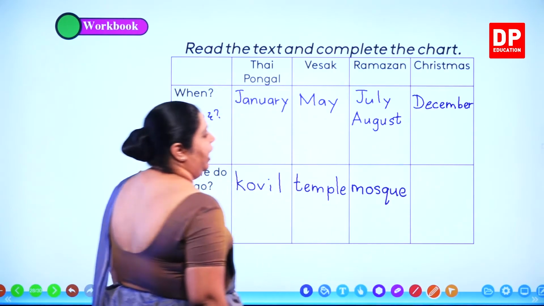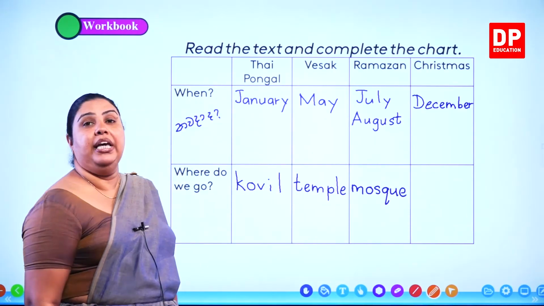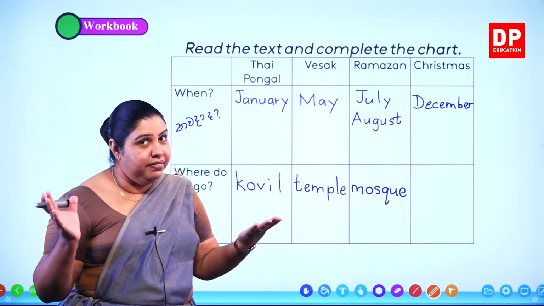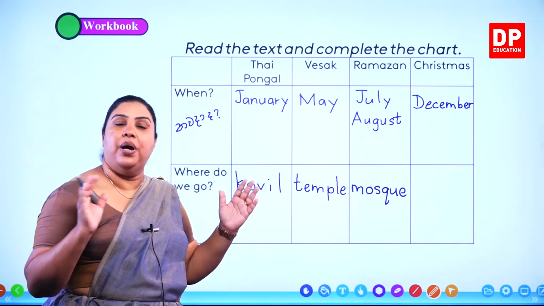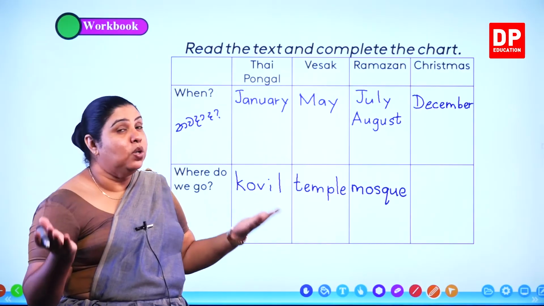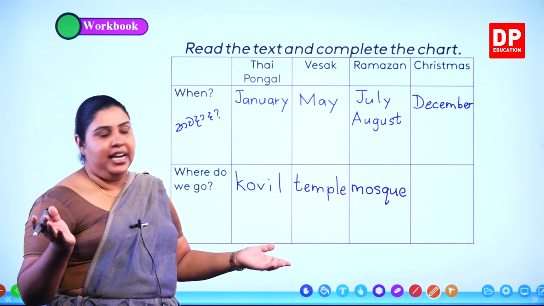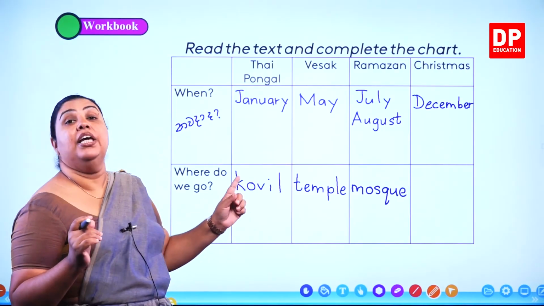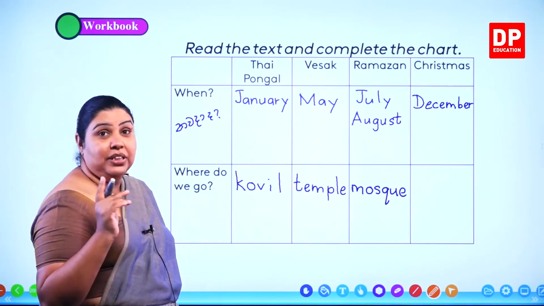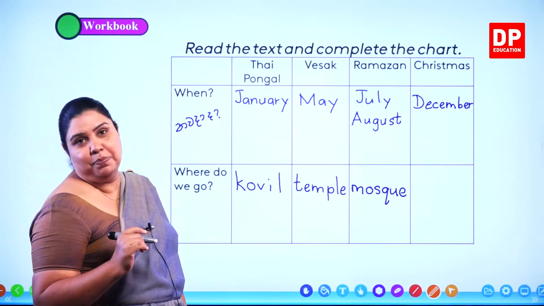M-O-S-Q-U-E. Now, just because you hear the word mosque, you cannot spell that. You have to learn the spelling. M-O-S-Q-U-E. Mosque. So, that is very important that you learn the spelling.